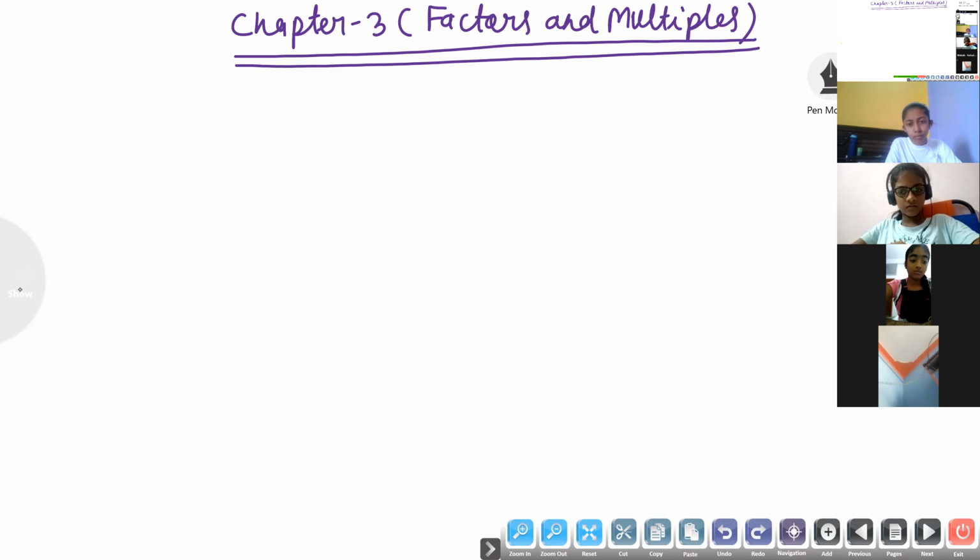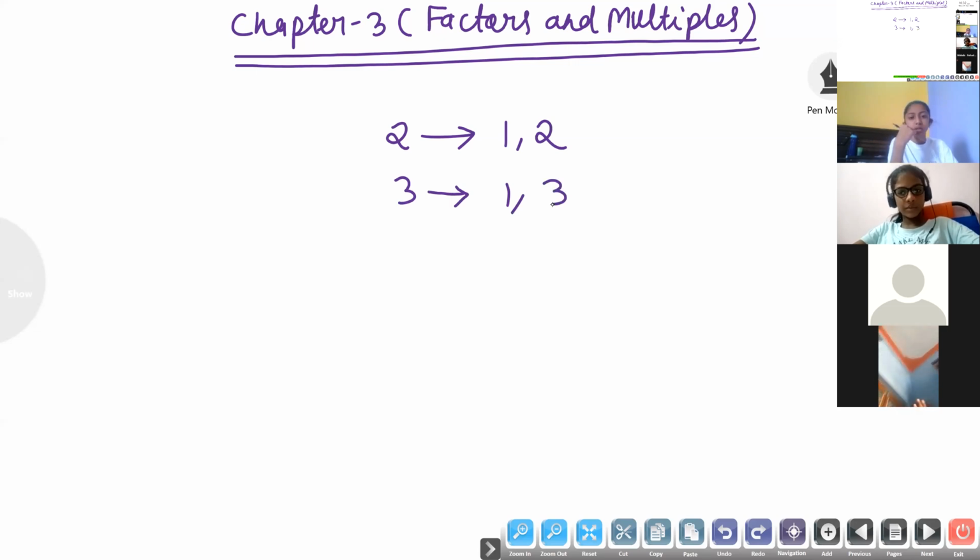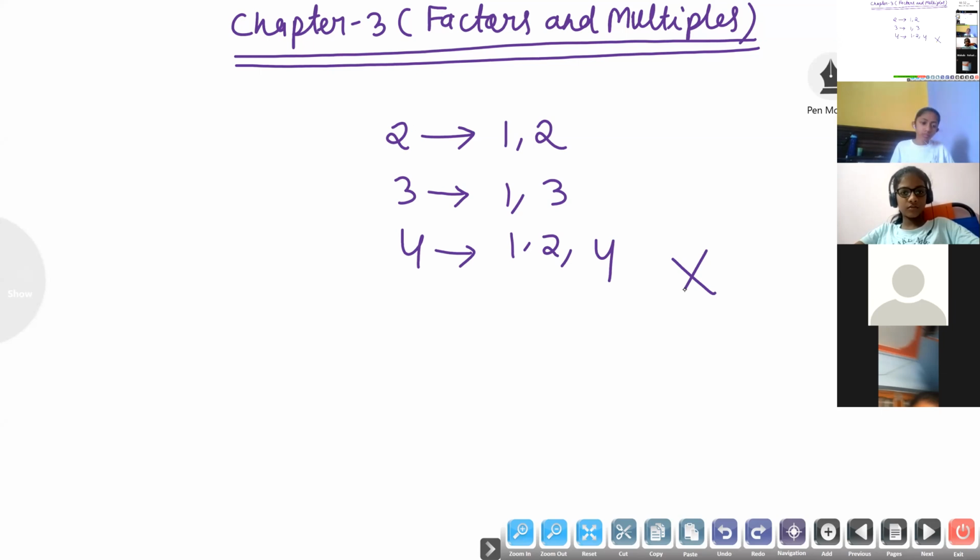Don't write, listen carefully. Suppose I am writing here the digit 2. 2 has exactly two factors. 2 is coming in the one table and the two table. Or we can say 3. 3 is coming in the one table and the three table. 4 is coming in the one table, two table and four table. This is not a prime number.